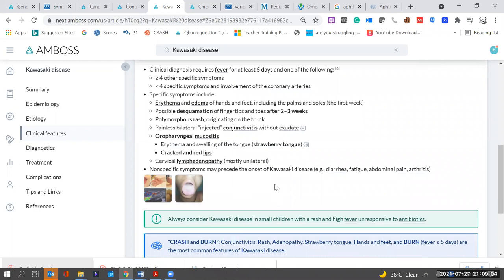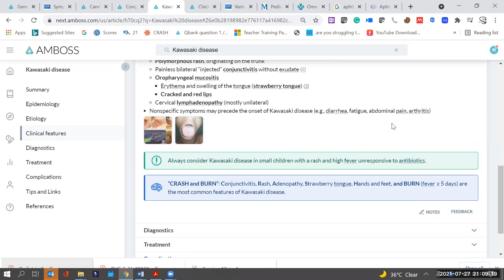Among the non-specific symptoms, Kawasaki sometimes can present with diarrhea, abdominal pain, arthritis. But of course, these are not the symptoms on the basis of which you can easily make a diagnosis. They are just things that can also happen. On the basis of these, you will not be able to make a diagnosis. Of course, if someone is presenting with arthritis, how can you think about Kawasaki? It's not possible, right? So these are non-specific symptoms.